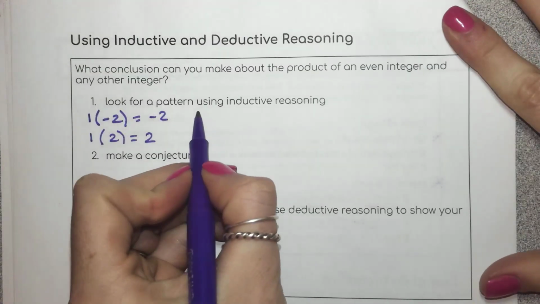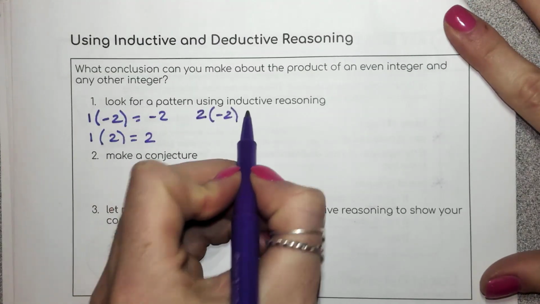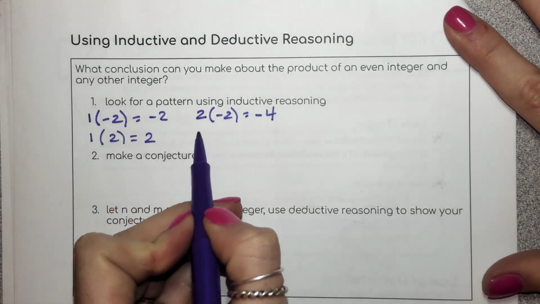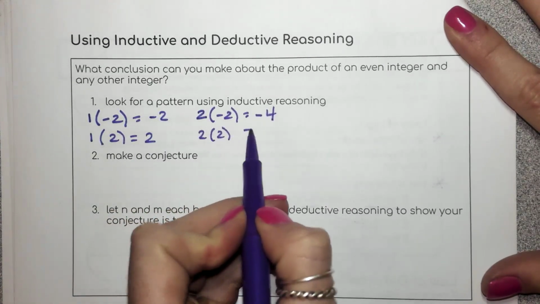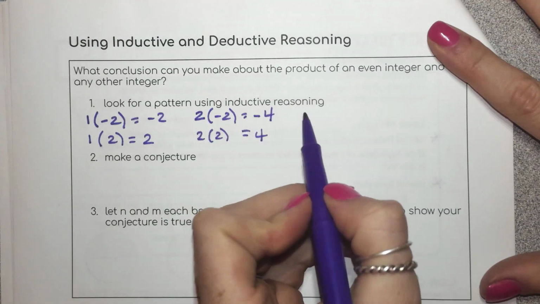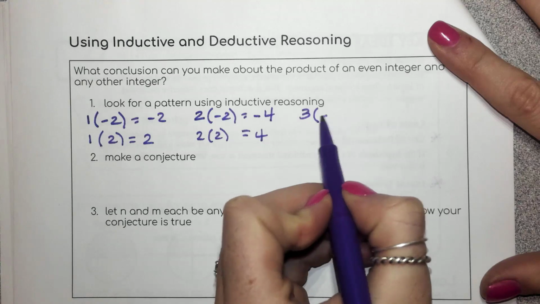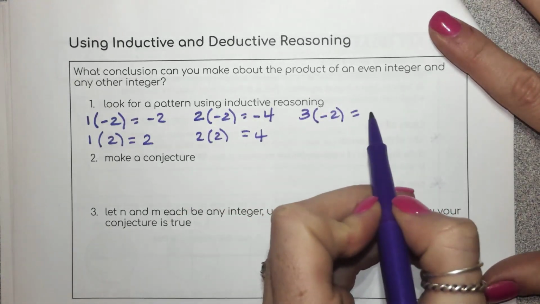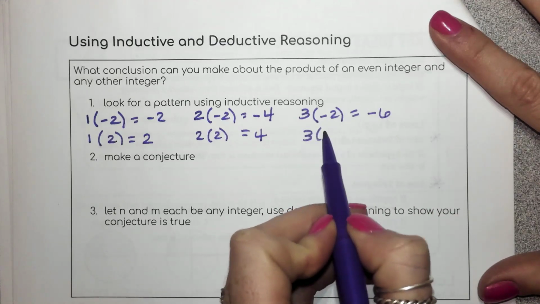Let's keep going for some more. What about 2 times negative 2? Negative 4. What about 2 times 2? 4. Okay. What about 3? If we do 3 times negative 2, what do we get? And 3 times positive 2.